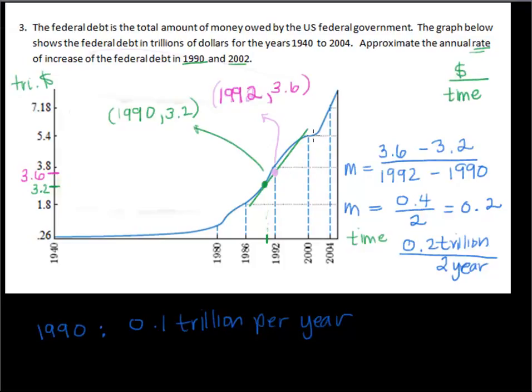And then if I wanted to see 1992, if you look at 1992 here, I would probably estimate, what do you think? Do you think it's increasing faster than it was in 1990? Do you think it's increasing a little more slowly? Well, if this is 2002 and I drew my tangent line here, notice that this line isn't quite as steep as the green line. So when I go to find 2002, I would estimate that the annual rate of increase is a little bit less than $0.1 trillion per year, but as I get past 2002, clearly it starts increasing more quickly.